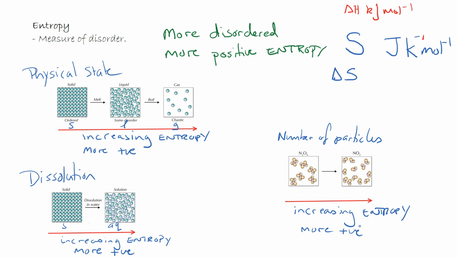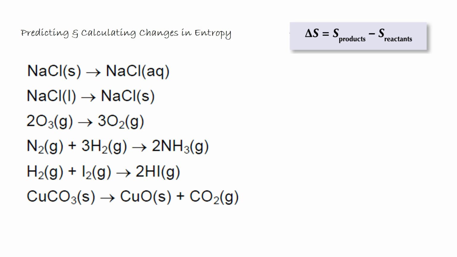So these are 3 examples, and what we're going to do now is see how we can predict what the entropy change would be, and also how we can actually do the calculation of entropy change for particular reactions. In this slide then, we're going to look at predicting and calculating changes in entropy. We're going to look at predicting the changes to start off with, and then we'll have a look at actually how we do some fairly simple entropy change calculations.